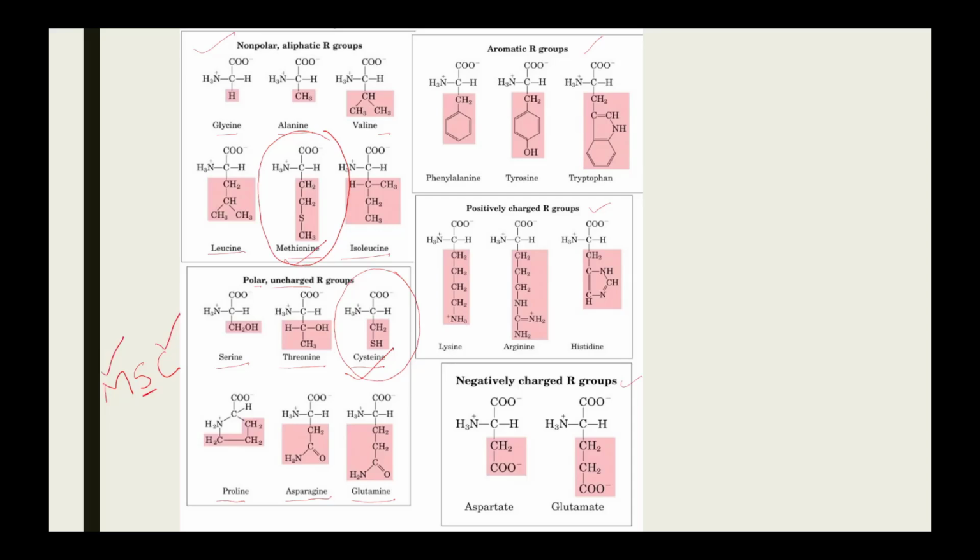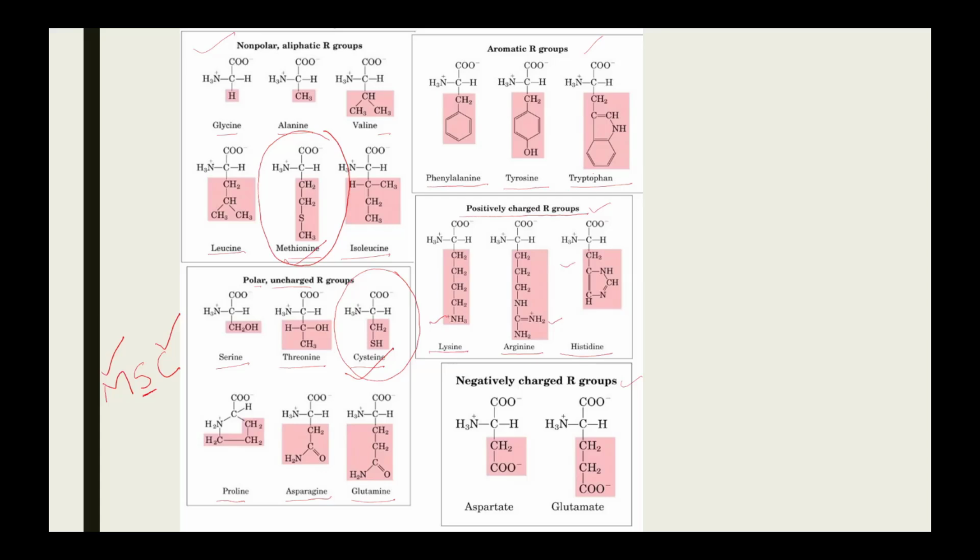Okay, then comes another category which includes aromatic R groups. In aromatic, we have phenylalanine, tyrosine and tryptophan. All these three include a benzene ring in their structure, so these are aromatic R groups. Then we have positively charged R groups that include lysine, arginine and histidine. They provide the positive charge in the structure of any protein.